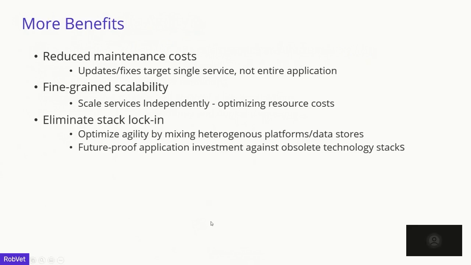If I can build my services in different technology stacks, again, I can optimize my agility by mixing heterogeneous platforms and data stores, and I can also future-proof my application investment against obsolete technology stacks. I could say, wow, here comes .NET 5. That's coming out soon enough, right? And there are some things in 5 we could really benefit from, but I can't rewrite the entire application in 5. But could I build a business case to rewrite maybe one of my services? I want to write the pricing engine in .NET 5. It'll take me 3 weeks to do that. Here are the benefits, faster, and so on and so forth.